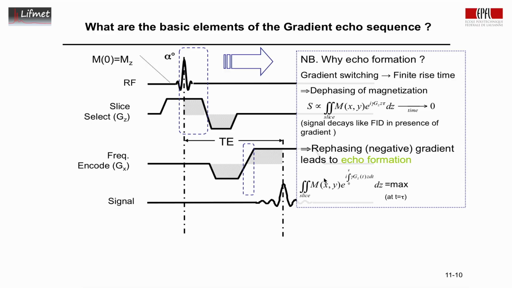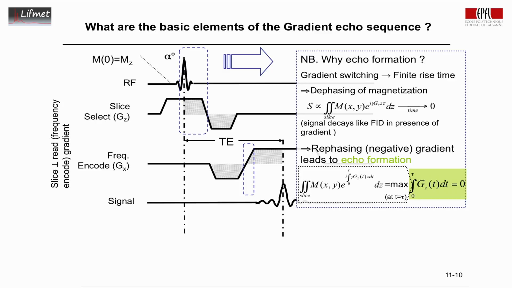So this phase term must be maximal. And there is actually a nice condition for that, and that is that the integral of the gradient from 0 to a certain time is equal to 0. That basically is what's depicted here. This area equals this area. That's the same thing as saying this integral over time is equal to 0. That leads to echo formation.